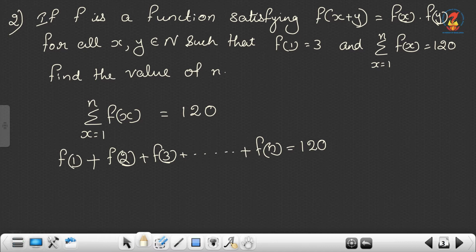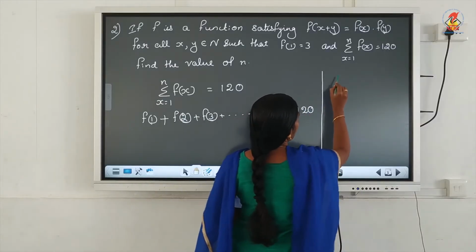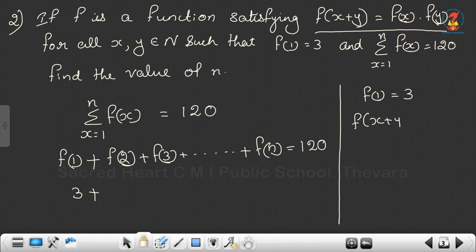Now for each one you have to give the value. But f of 1 is given. F of 1 is given as 3. The next is f of 2. What is f of 2? We don't know the value of f of 2, and this condition is given: f of x plus y is equal to f of x into f of y.